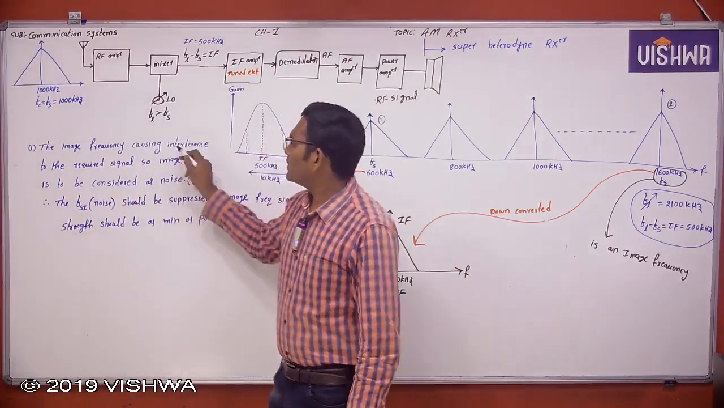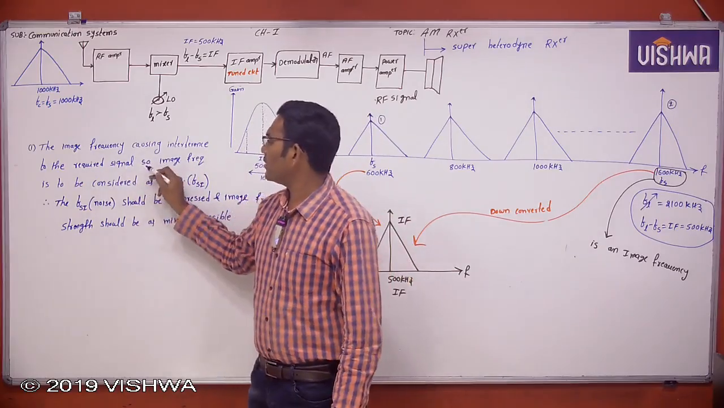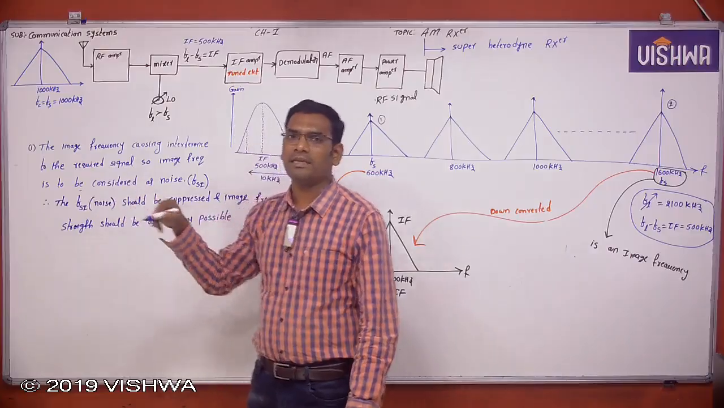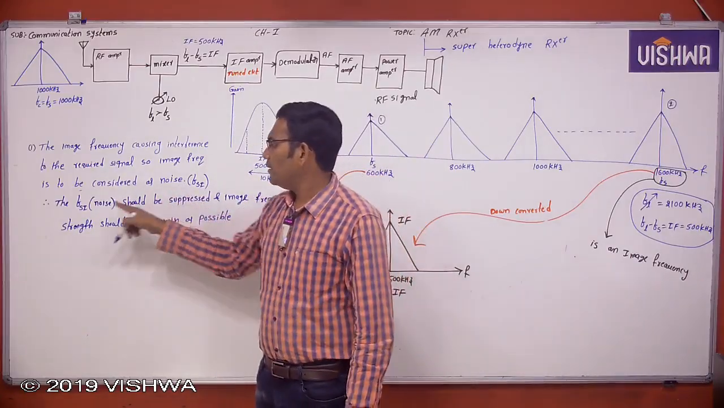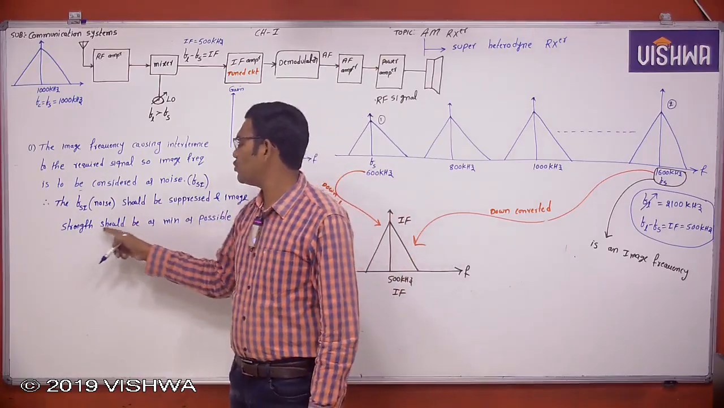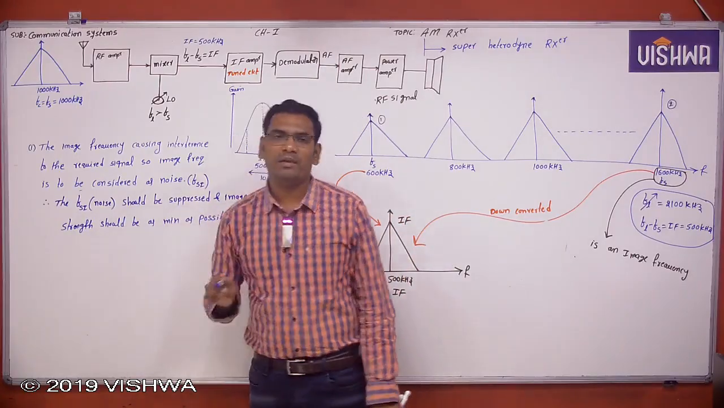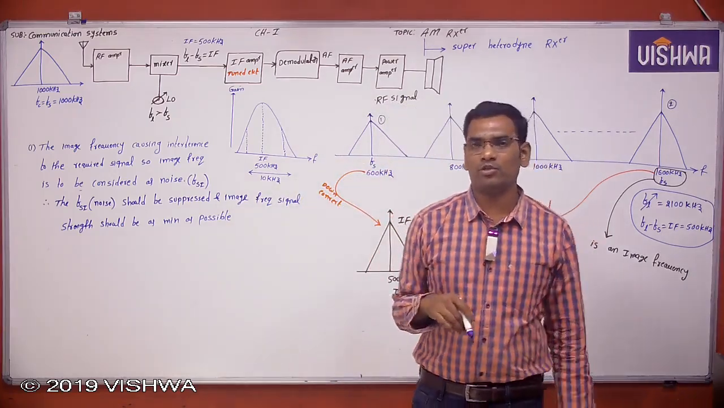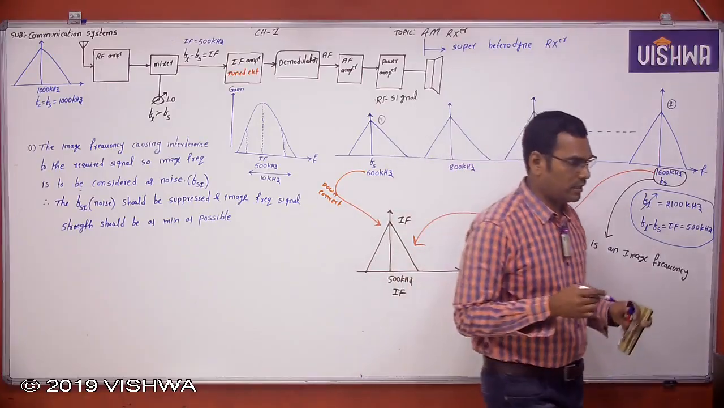The image frequency is causing interference to the required signal. So image frequency is obviously any unwanted signal which is causing interference, called noise. So the noise should be suppressed and image frequency signal strength should be as minimum as possible, because the noise strength should be as minimum as possible such that the signal to noise ratio is as high as possible. Okay, note down.